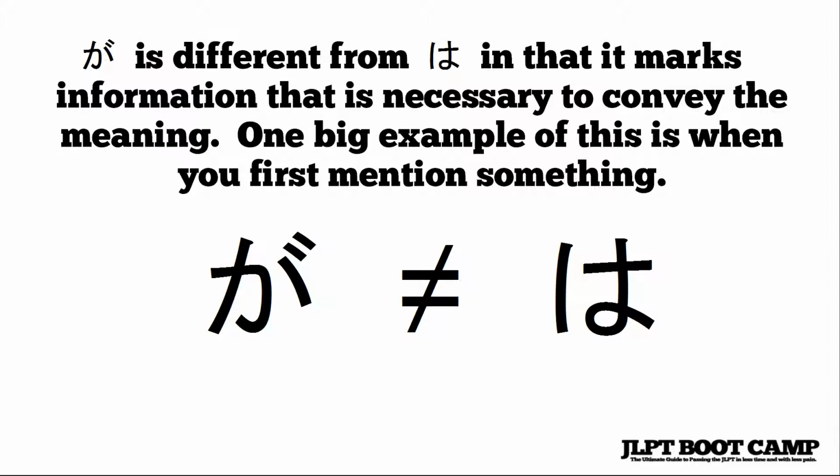One big example of this is when you first mention something. So something that can't be understood from context, you need to use ga. Something that could be understood from context, it's okay to use wa for that. If you need a little bit of a refresher on the wa particle, I have a video lesson of that that I published about a month ago, so check that out.